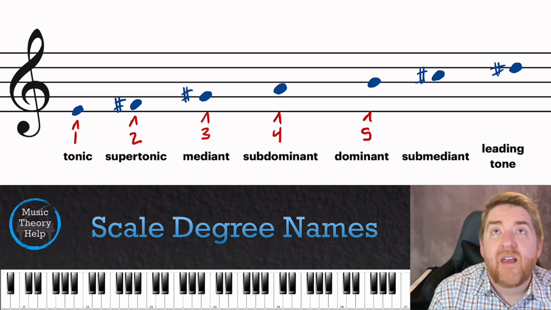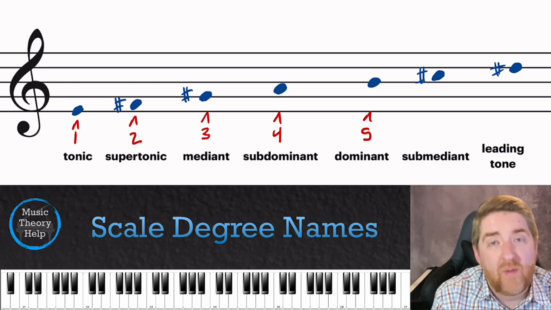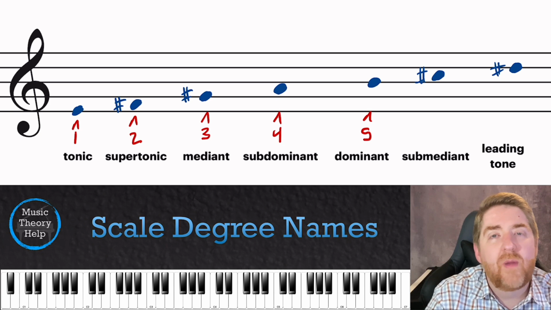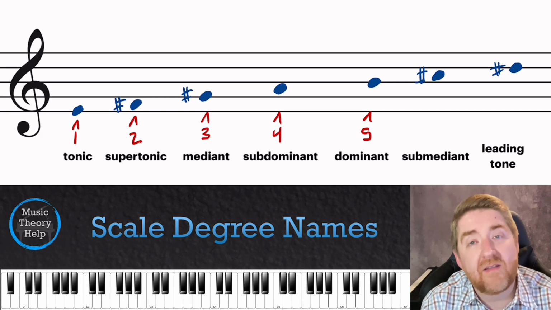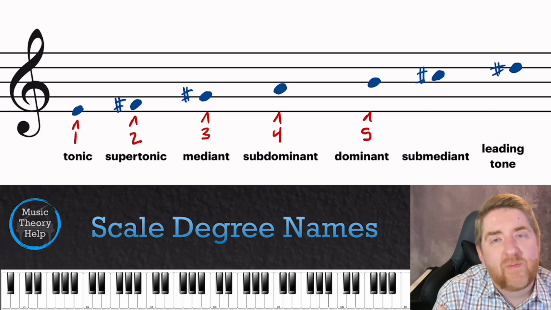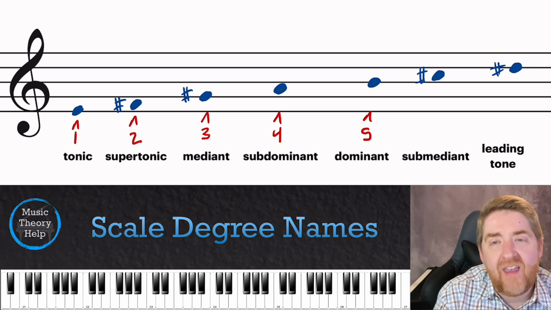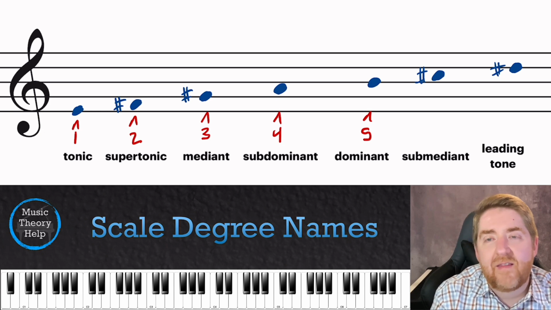Dominant is a term that has to do with the function of harmony. We'll learn eventually that we can build chords on each of these scale degrees, and the names can also be associated with the chords. So the chord that is based on scale degree 5 has a very dominant role in tonal music. So that's why it's called dominant.